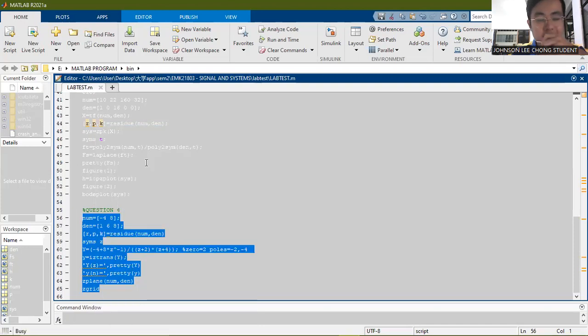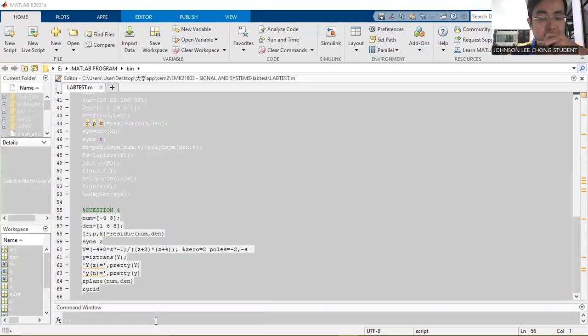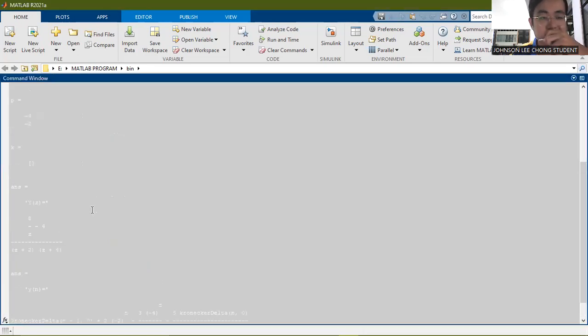Okay, so before we see the plot diagram, we need to know if our shaded region is from outside or inside. So we can see it in our command window by looking at the poles. As we can see in the poles, we have -4 and -2. So if the pole is less than 0, that means it's on the outer side of the circle, and it means that this is a causal diagram.